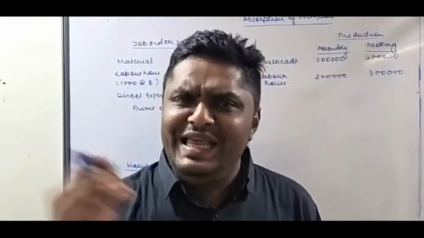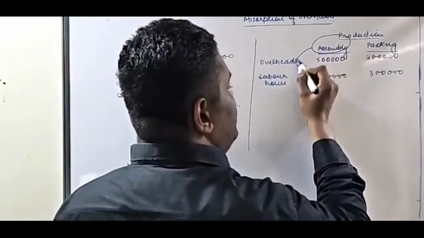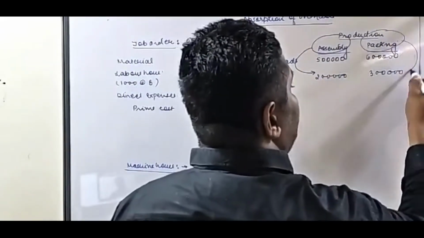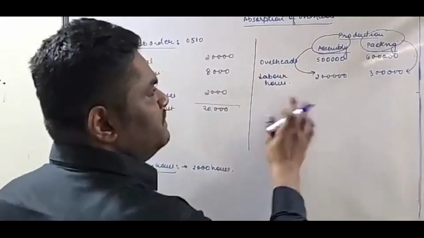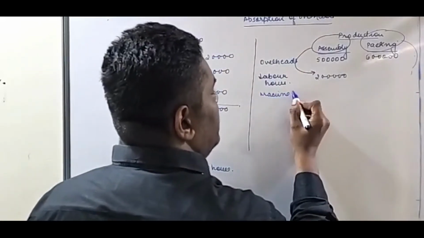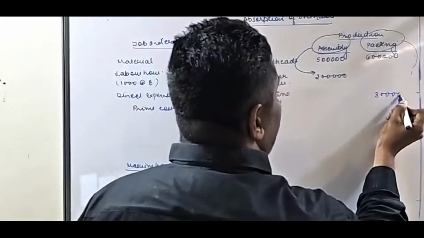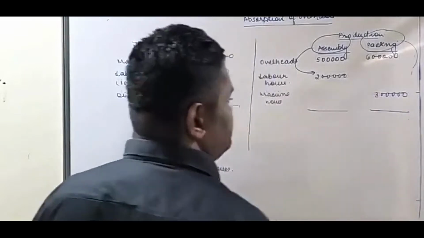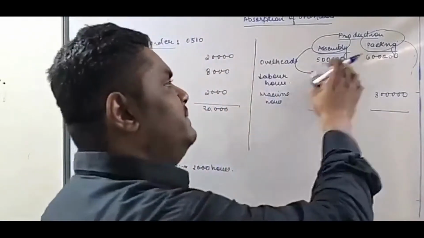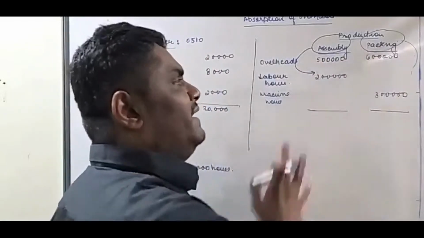And further, it is clearly given in the question that the overheads of the assembly department are to be absorbed on the basis of labor hours, and the overheads of the packing department are to be absorbed on the basis of machine hours. This information is already given in the question. I repeat again, guys, we have two production departments, assembly department and packing department. The total overheads are given, that is 5 lakh and 6 lakh.